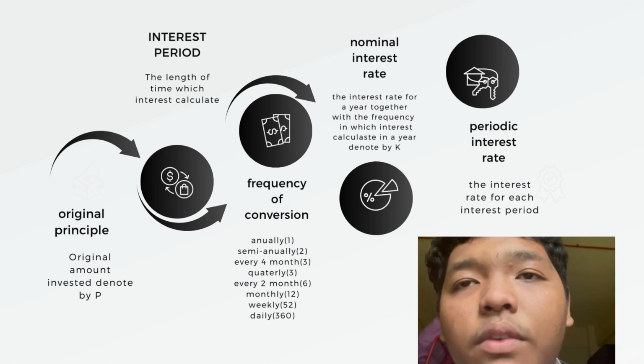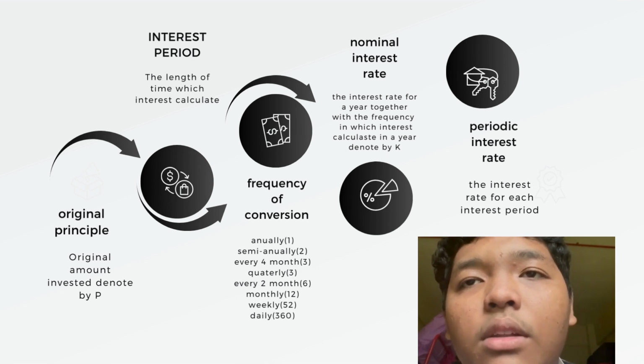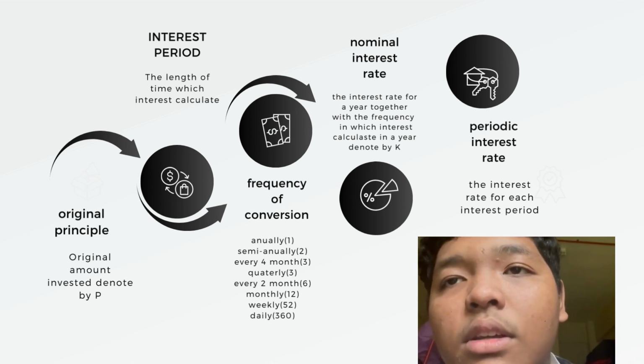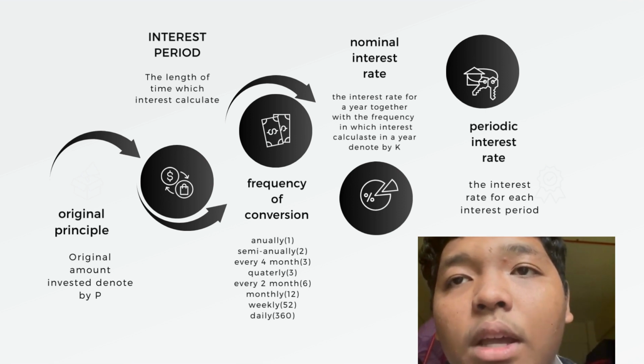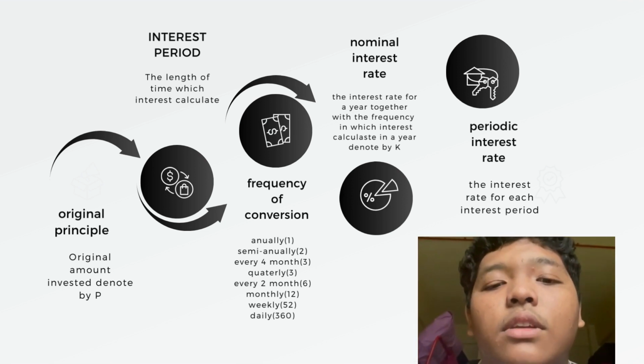First, future value: S equals P bracket 1 plus i close bracket to the power of n. Compound interest I equals S minus P. And present value: P equals S open bracket 1 plus i close bracket to the power of negative n. Okay, that's all.